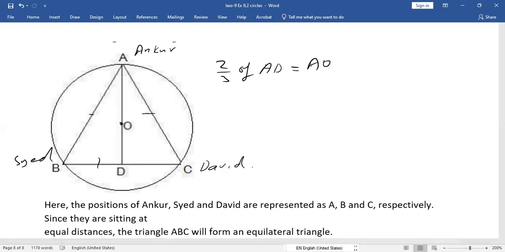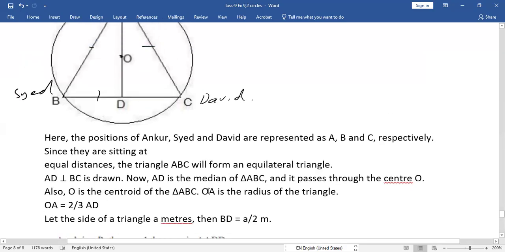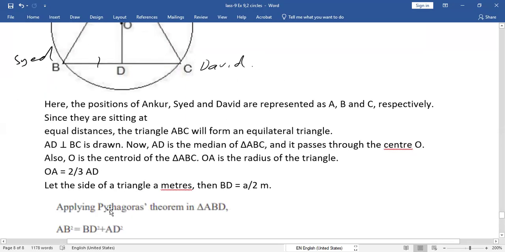Okay, we can check. ABC forms an equilateral triangle, with AD perpendicular to BC. AD is the median of ABC, and it passes through the midpoint, so it is the centroid. The point is both the centroid and the orthocenter. OA is the radius of the circle, so OA, the radius, is 2/3 of AD. That is the rule, and now we apply that concept.